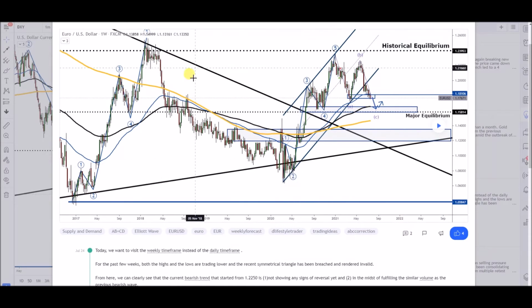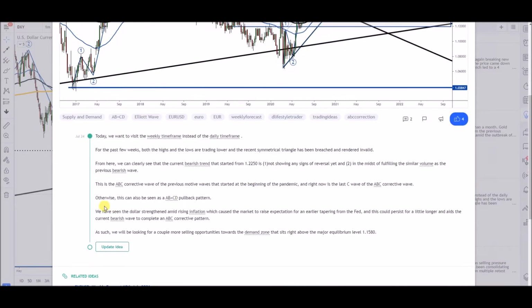Now you can see that when the price was at the low right here at the very beginning of the pandemic, it came up, and then eventually it formed an ABC wave, and right now it is in a corrective wave. So that's also one of the reasons why we thought that the price can continue to go lower technically. And otherwise this can also be seen as an AB equals CD pullback pattern, which I've just mentioned.